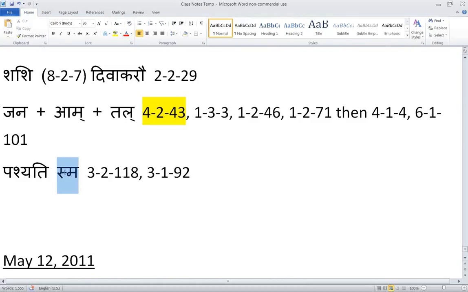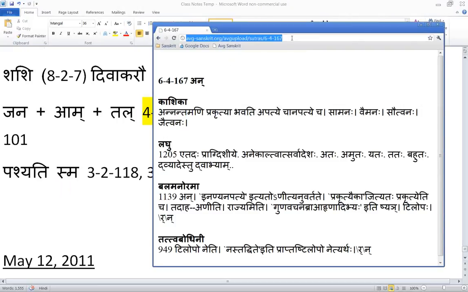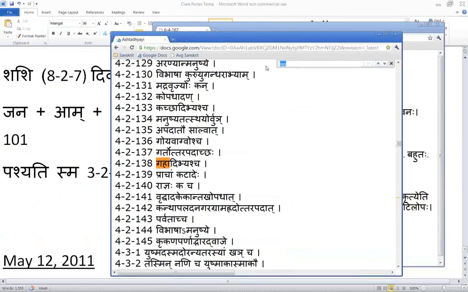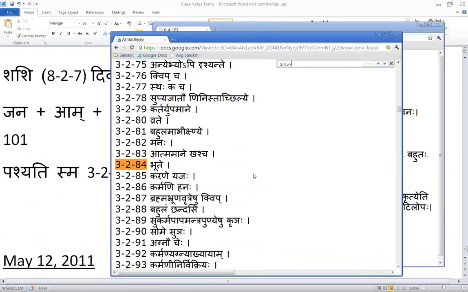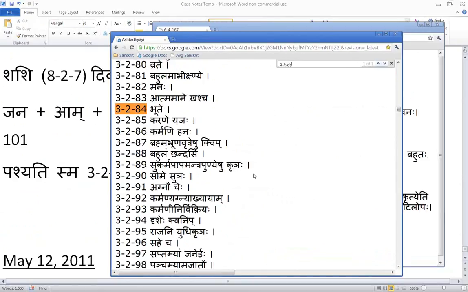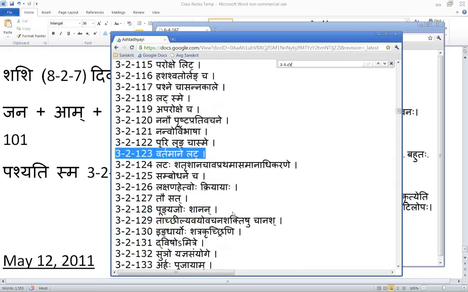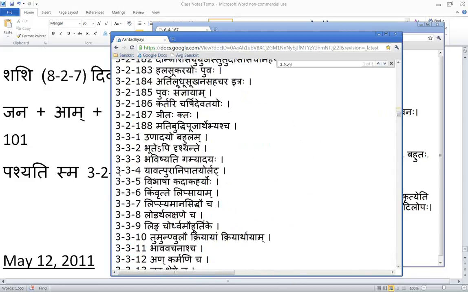The Sma, basically, you can use a Lat Lakaraha, Latsme is a sutram, to create a past tense. There are two rules for Latsme, and one is 3.2.118. In the Ashtadhyayi, the Adhikara of Bhute Adhikaraha starts from 3.2.84. That goes all the way up to Vartamane Lat, which is 3.2.123. So Panini runs the Bhute Adhikaraha from 3.2.84, Kalanukramena, past, present, future. And then Panini has Bhavishyati, which starts from 3.3.3.